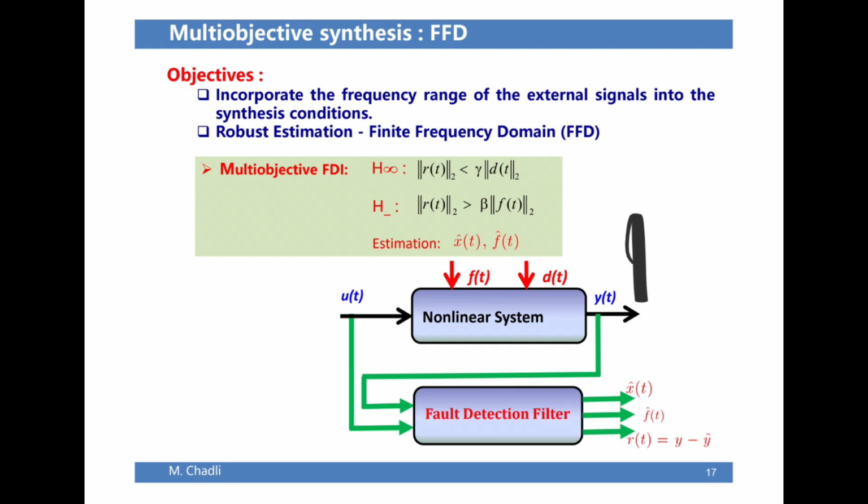So the objective thereafter is how to incorporate the frequency range of external signals into the design condition for a multi-objective problem where we are looking for an observer allowing us to estimate the states and the faults. Okay, because in this case the problem is multi-objective. The first one is how to estimate states and faults simultaneously if possible. The second and the third objectives are how to design a residual generator sensitive to faults and robust to disturbances. So this is the multi-objective problem in this case.